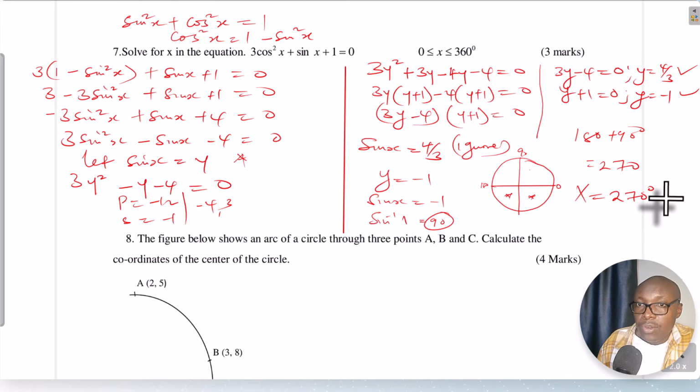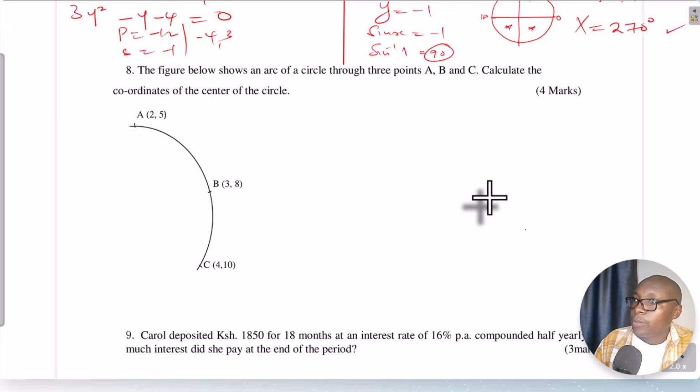So we only have one angle there. X is equal to 270. We don't have any other, and it is within that range. So when you get the sine of 270, it gives you -1. So that is how you're supposed to solve that question. We go to the next one.